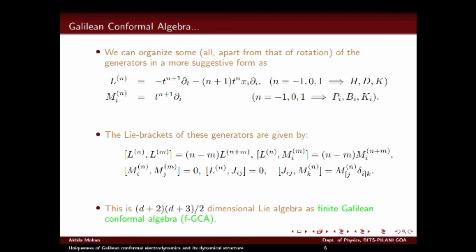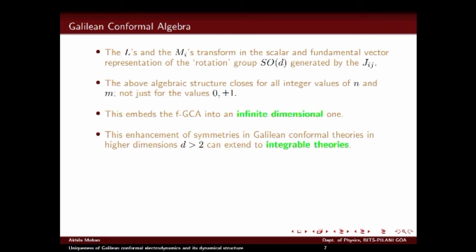Before that, we can organize the generators in a more suggestive form as here, where L_n and M_i^n, with n equal to -1, 0, 1, take values for these. The L_n's give you H, D, K, and n equal to -1, 0, 1 for M_i give you P_i, B_i, K_i. All generators except the rotation generators J_ij can be organized like this. This algebra is a (d+2)(d+3)/2-dimensional Lie algebra, known as the finite Galilean conformal algebra. And some properties of the L's and M_i's follow.